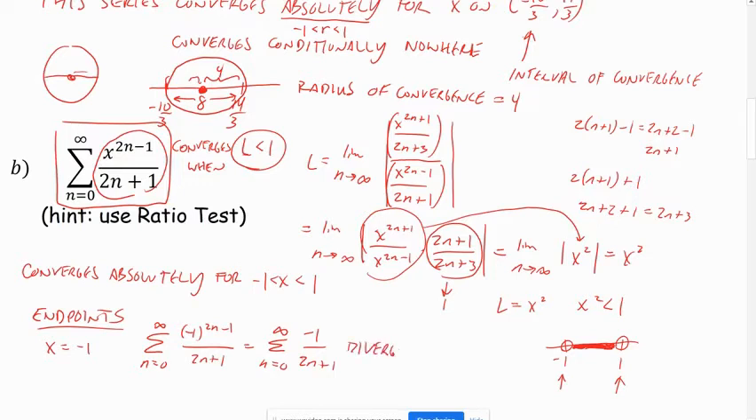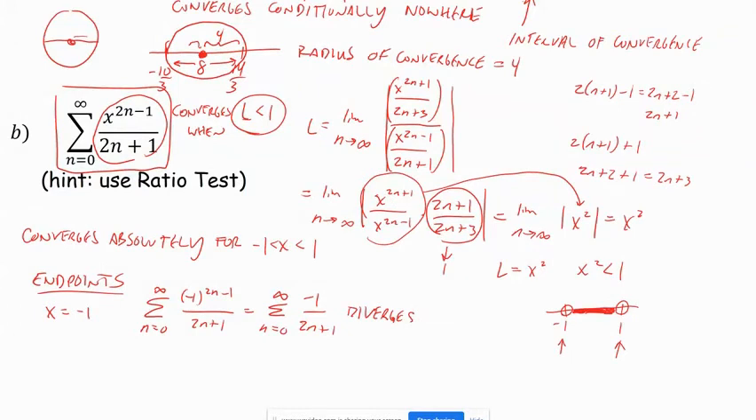You can show that a variety of ways. You could use the integral test. You could use the limit comparison test and compare it to 1 over n. Remember, 1 over n diverges because of the p-series test, p equals 1. And so you could show that this series diverges either by the integral test or by the limit comparison test. So it diverges at that endpoint.